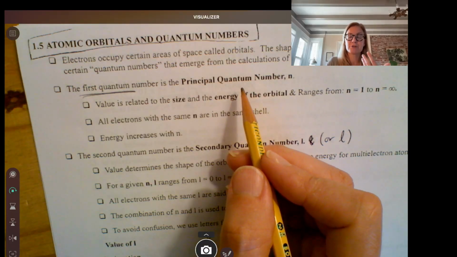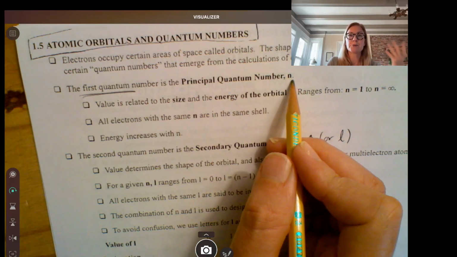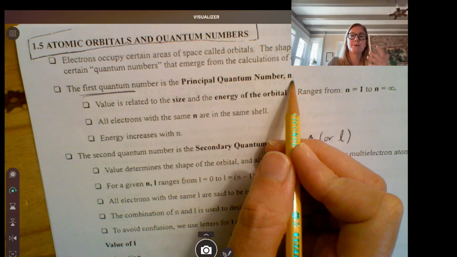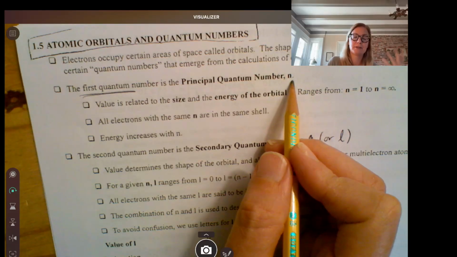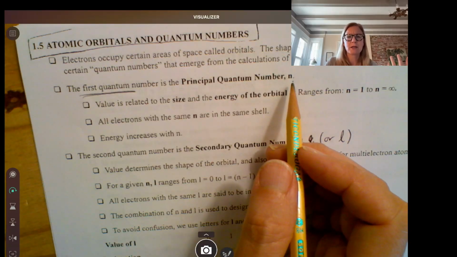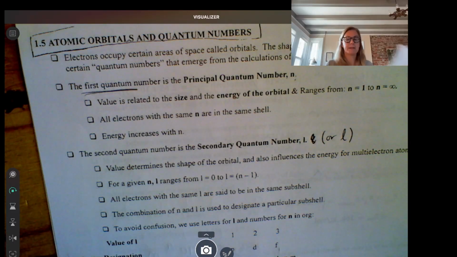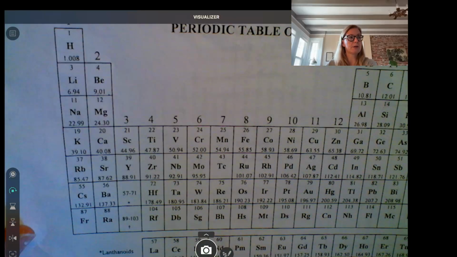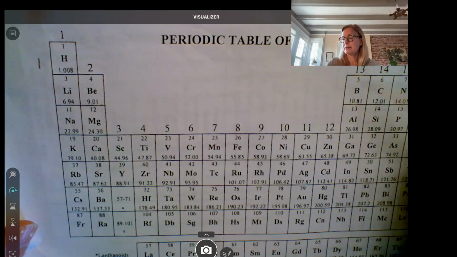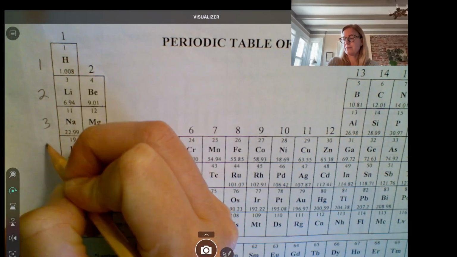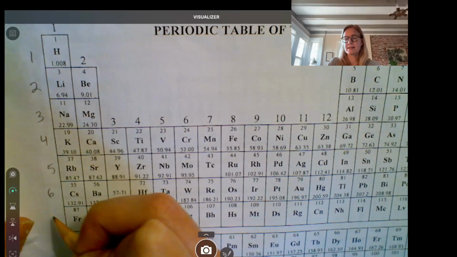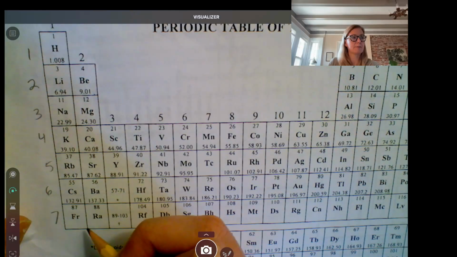If it's in the first energy level, we call it n equals 1. If it's in the second energy level, n equals 2. Third energy level, n equals 3. Generally, we go up to about 7 energy levels. Our biggest atoms on the periodic table have 7 occupied energy levels. That's why your periodic table has 7 rows on it. These all have 1 occupied energy level, 2, 3, 4, 5, 6, and 7 occupied energy levels.